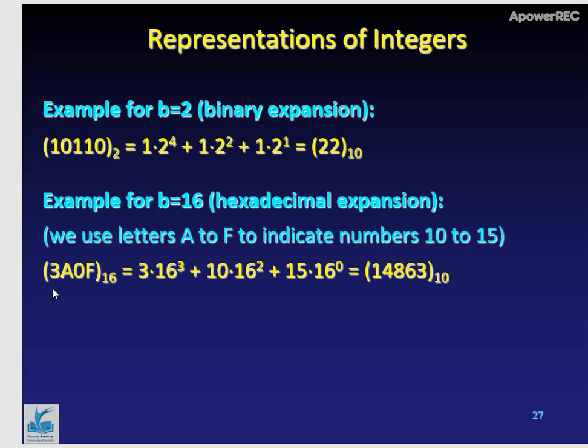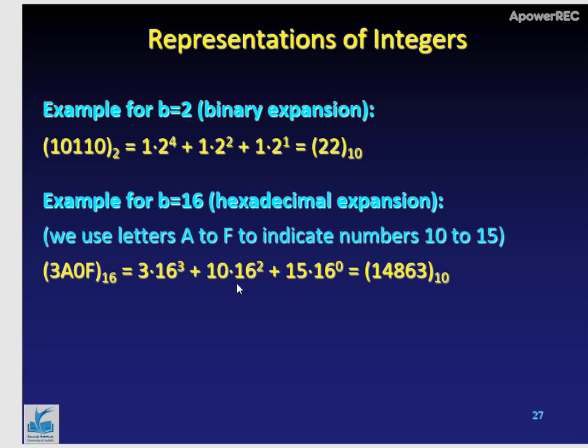So we see how we can expand this by using different weights. For example, F or 15 has a weight of 16 raised to power 0 because 16 is the base in which this number is represented. Then we have a 0, so we can skip this 16 raised to power 1 term, and this is followed by a term which is equivalent to 10 because A equals 10 in hexadecimal representation.